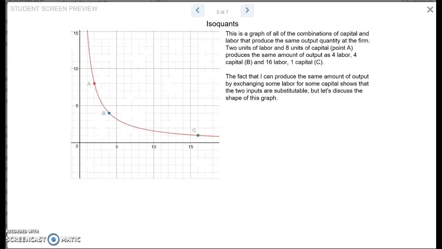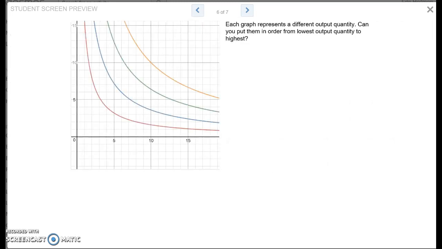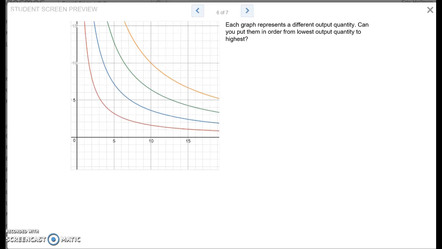Finding the cost minimizing combination of capital and labor is going to look super familiar. These are isoquants representing increasing amounts of output. So there's a question here. Go ahead and guess which one is the lowest level of output and rank them from lowest to highest.